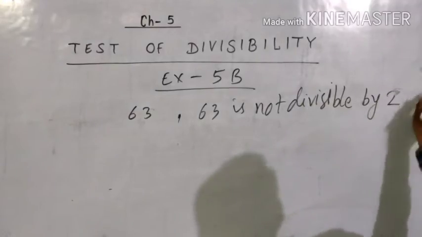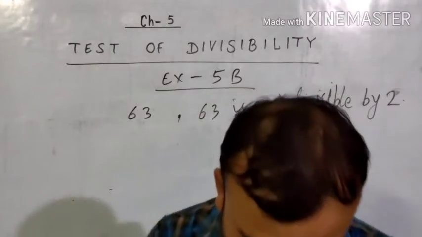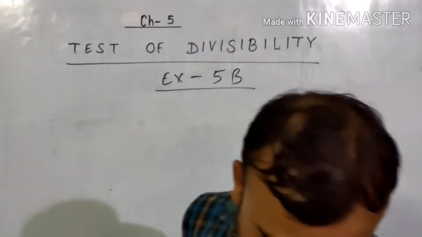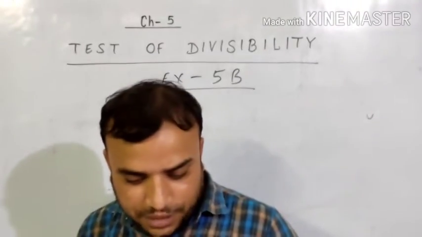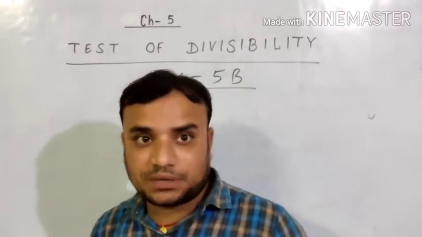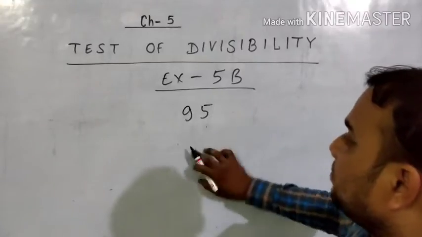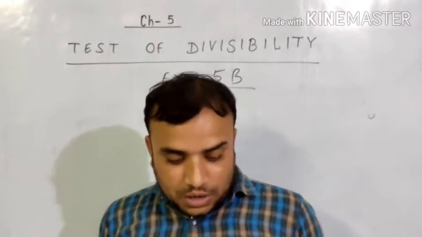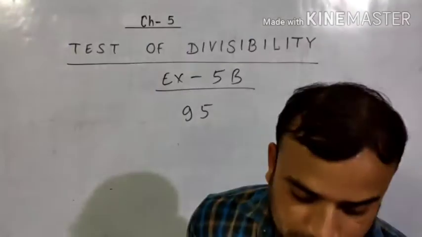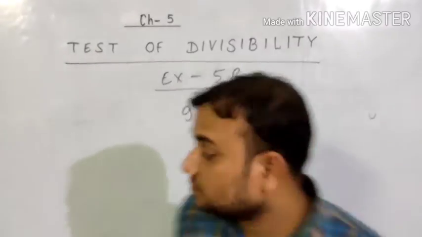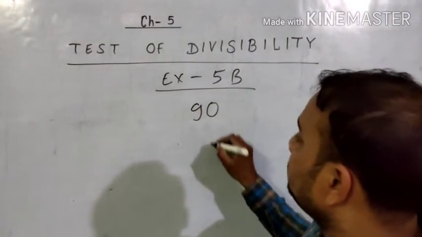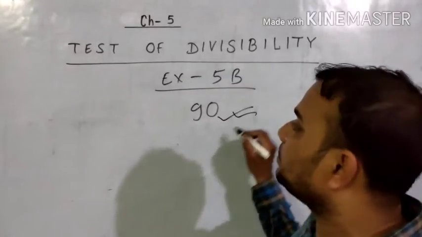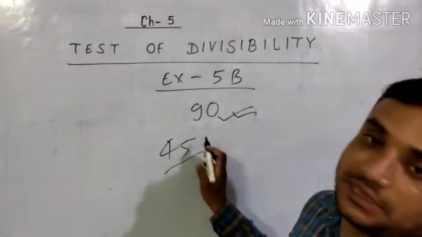by 2. Okay dear students, the next question of exercise 5B is: which of the following numbers are divisible by 5? 42? No. 95? Yes, because its unit digit is 5, so it is divisible by 5. 856? No. Next question 3: Which of the following numbers are divisible by 10? If we divide by 10, the number must have unit digit 0. So 90 is divisible by 10, but 45 is not divisible by 10.